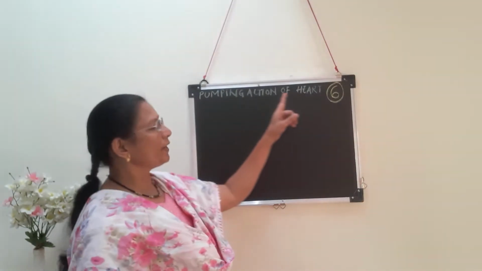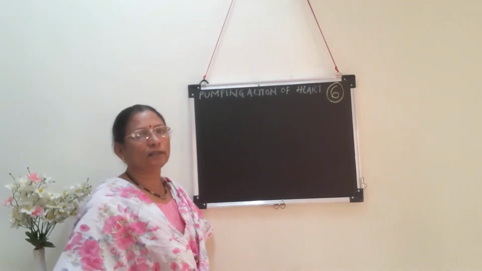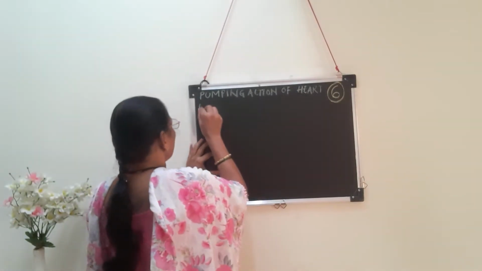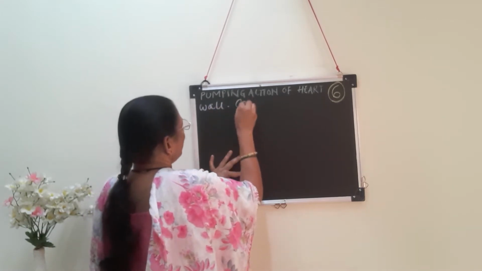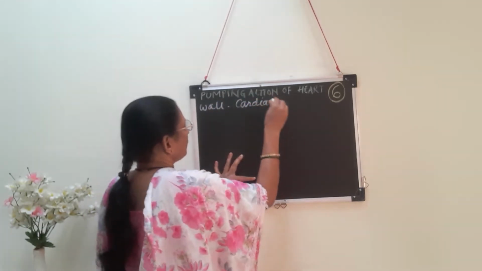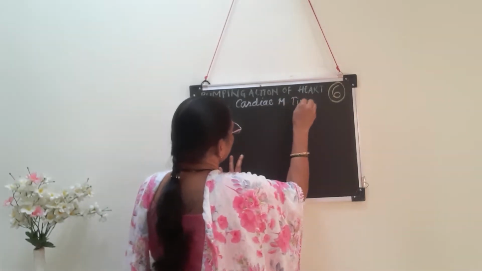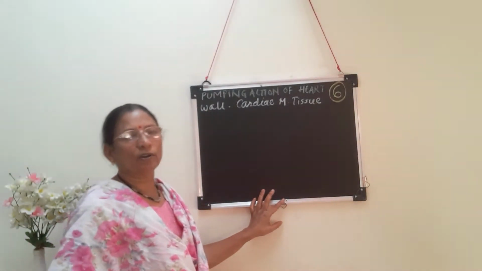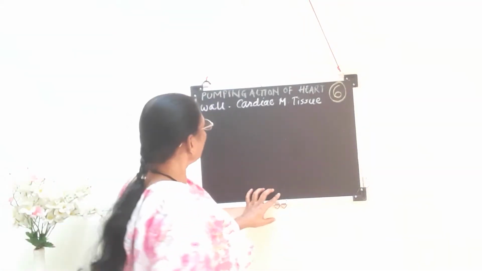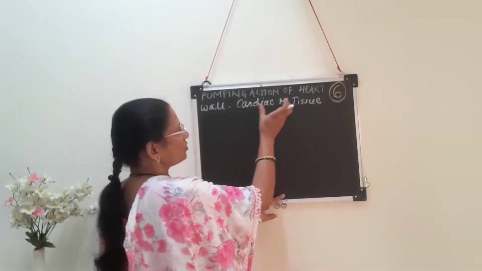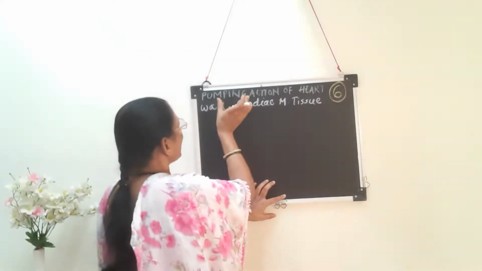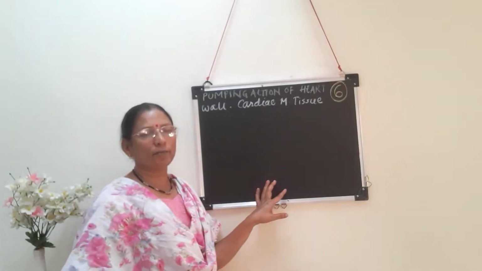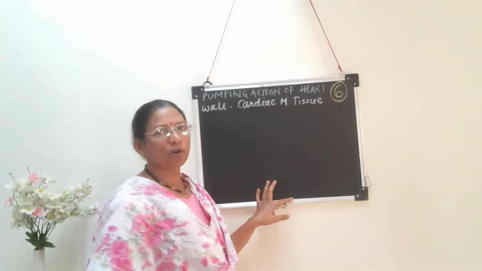Now, what is this pumping action of the heart? You know that the heart wall is made up of cardiac muscular tissue. And in 11th standard we have studied that the characteristic feature of cardiac muscle is to show rhythmic contraction and relaxation. Because of rhythmic contraction and relaxation of cardiac muscular tissue, pumping action of the heart takes place, and because of that blood can be forced into the different parts of the body for distribution.